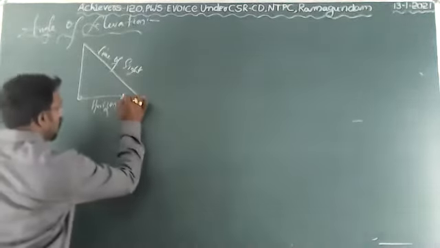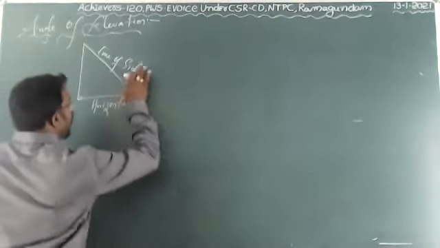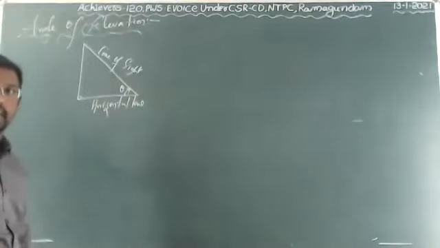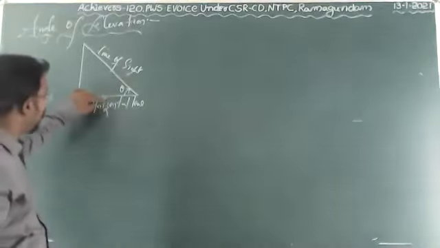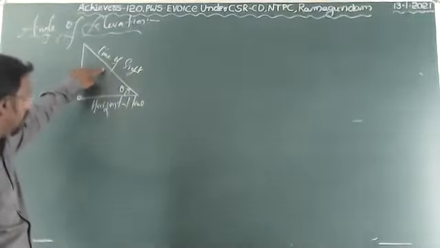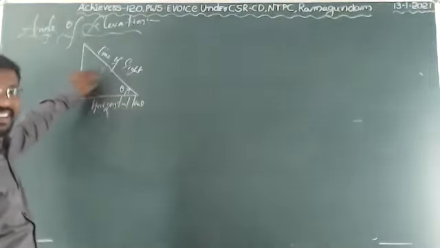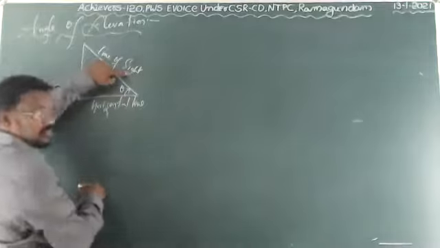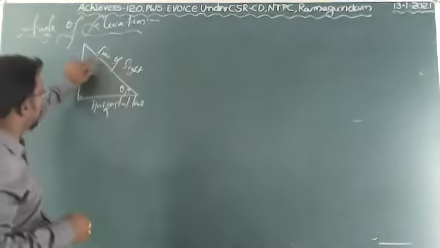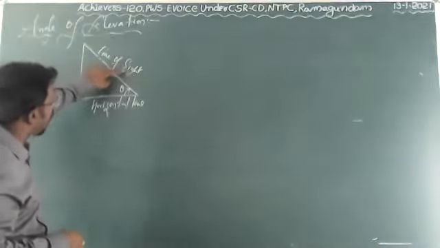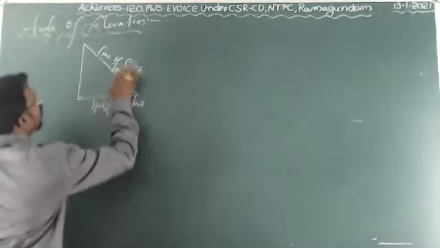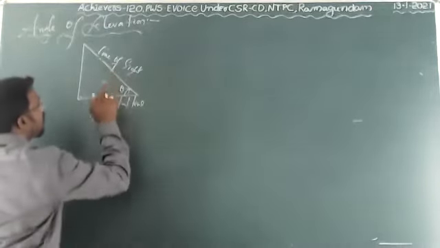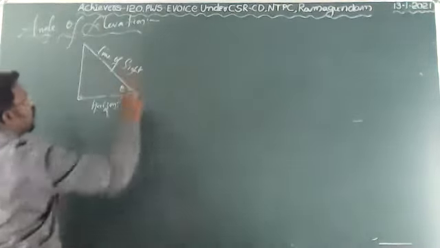Now this is one of the angles related to going above the horizontal line, let us take it as theta. Theta is nothing but the angle made between the horizontal and the line of sight. So the definition of angle of elevation: the line of sight is above the horizontal line, and the angle between the line of sight and the horizontal line is called the angle of elevation.